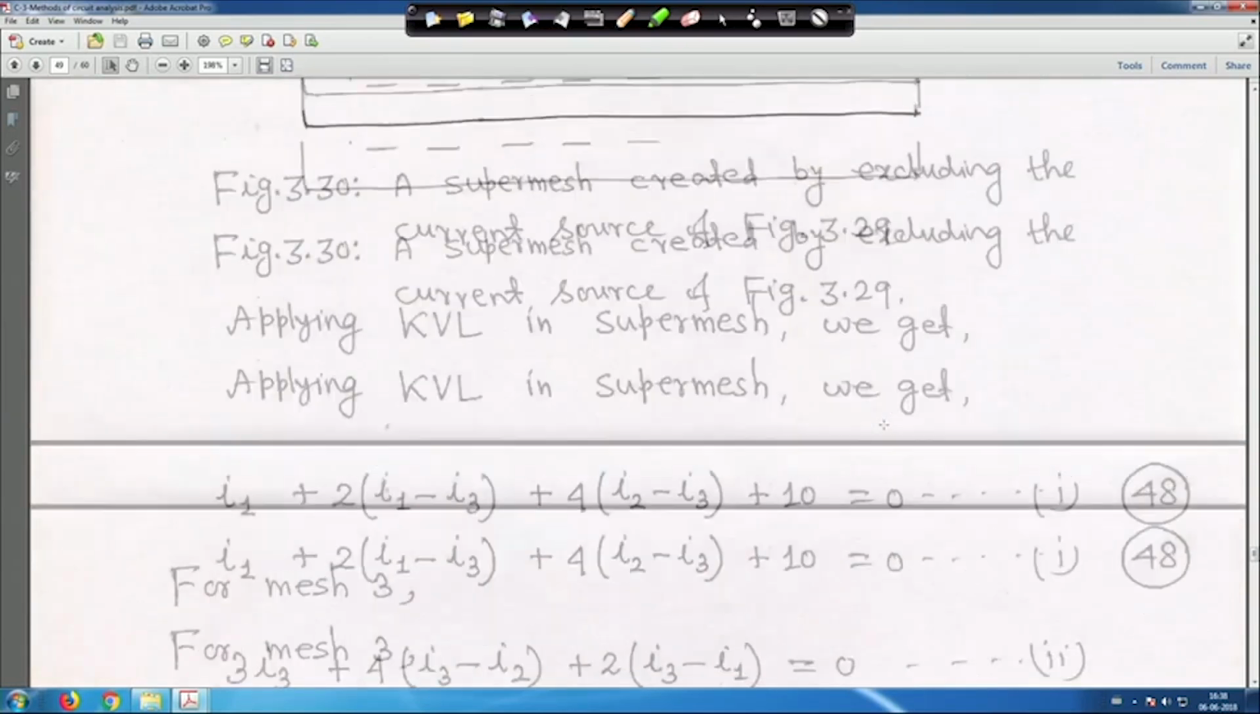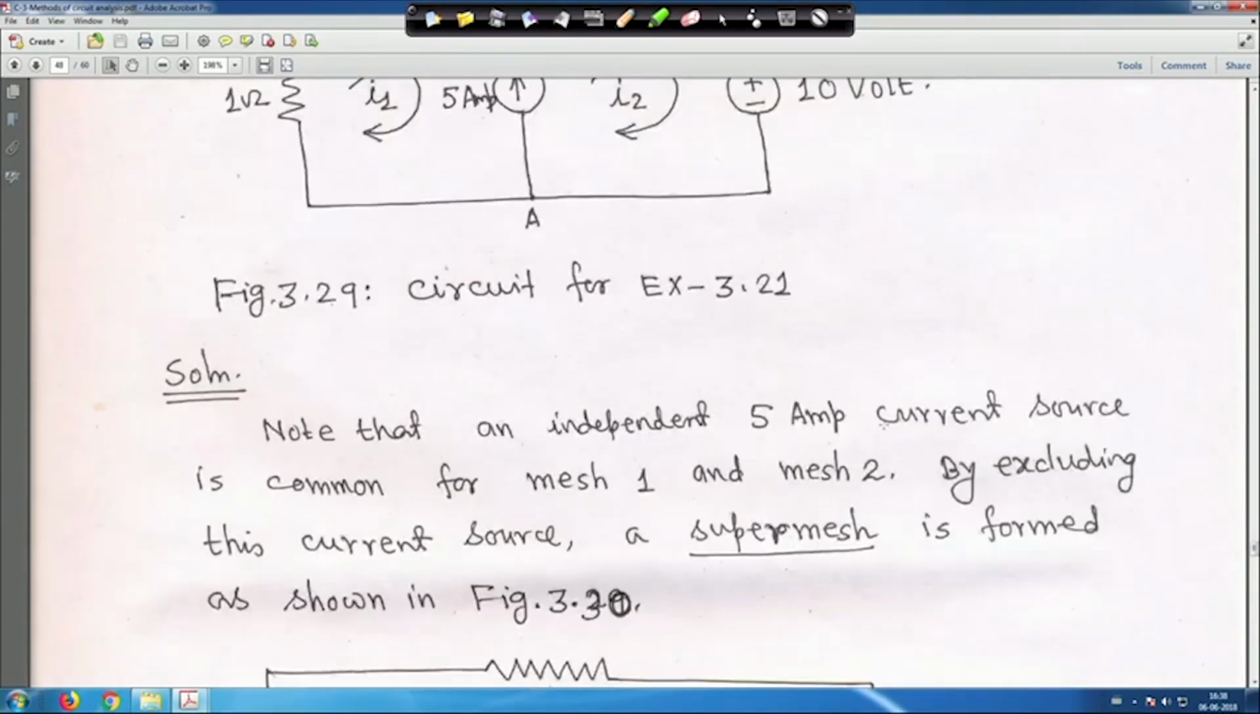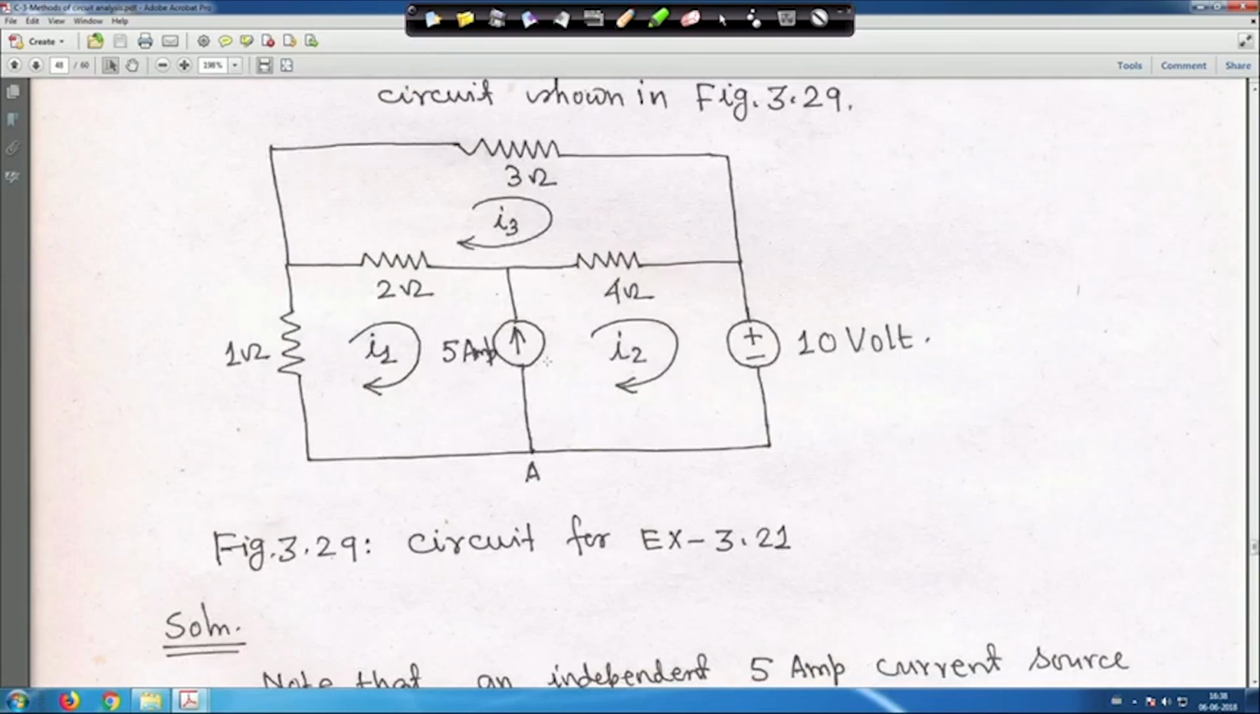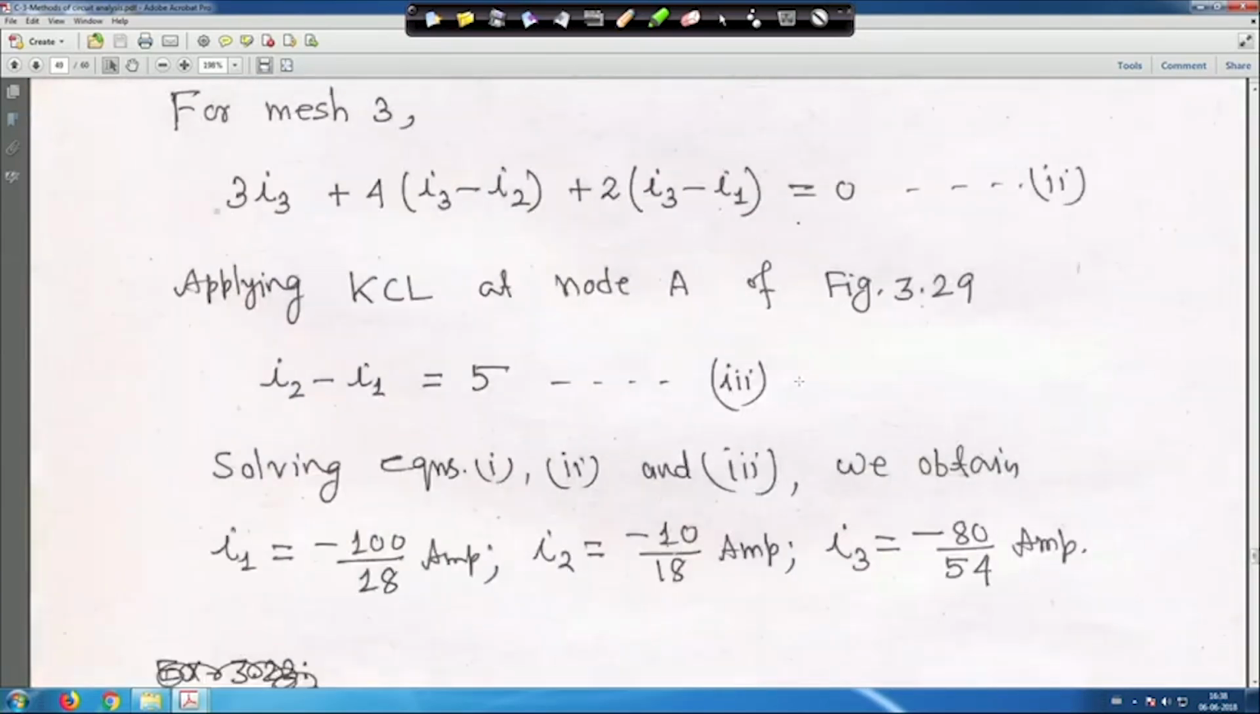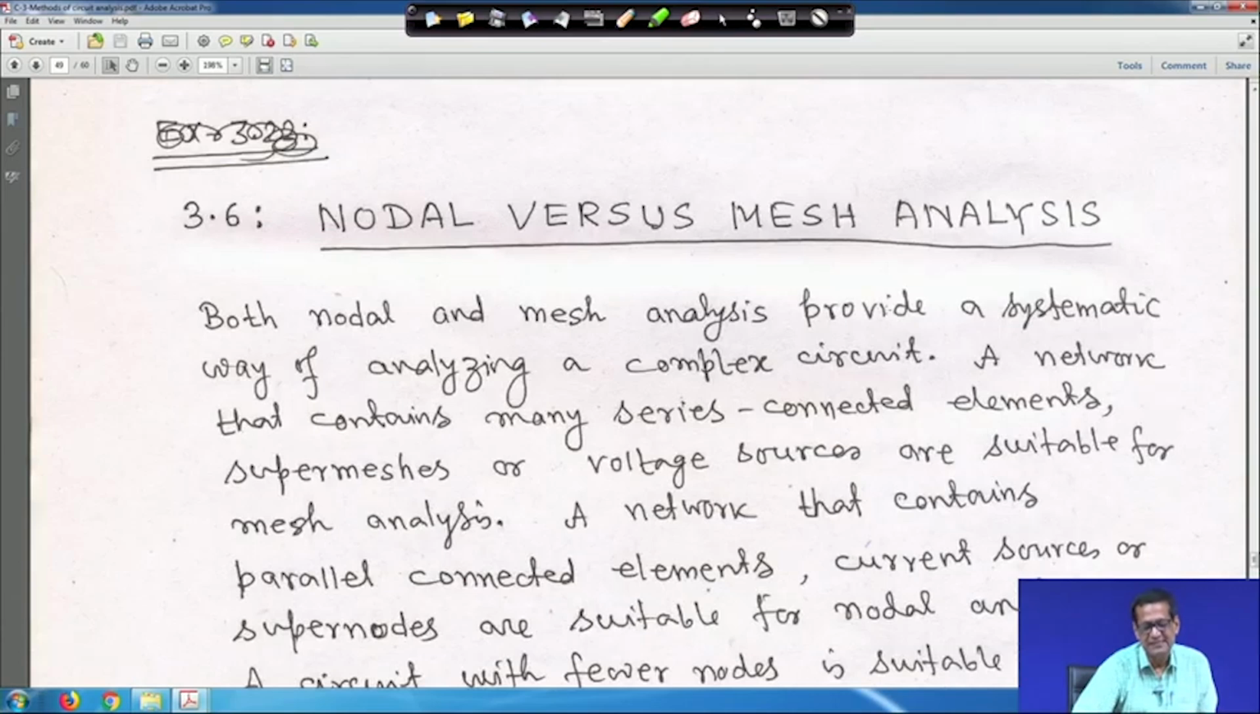One thing I can give you as an exercise: find out the power supplied or absorbed by the current source and the voltage source. This is not done here, but is an exercise for you. Please do it. Next is nodal versus mesh analysis.